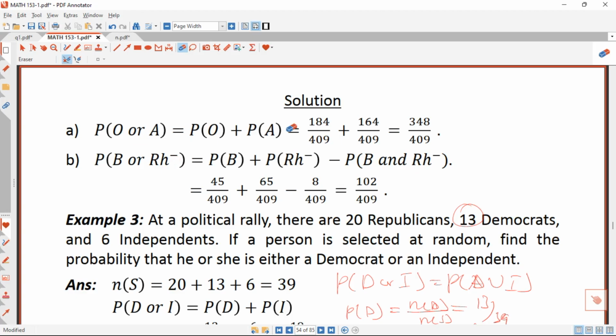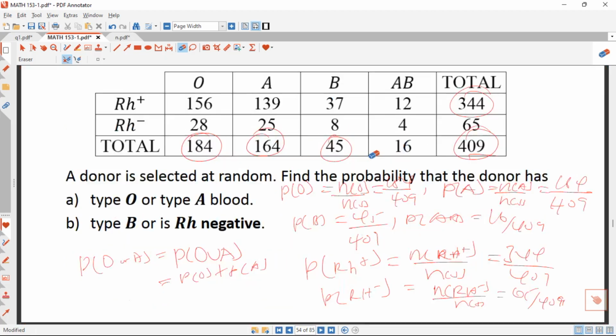So this is how it can be written. Right now we have our blood group O as 184 divided by 409 plus our blood group A as 164 divided by 409. Once we add everything, we are getting 348 divided by 409, right? Yes. And let me clean this so that I'll get space to explain the next one to you.